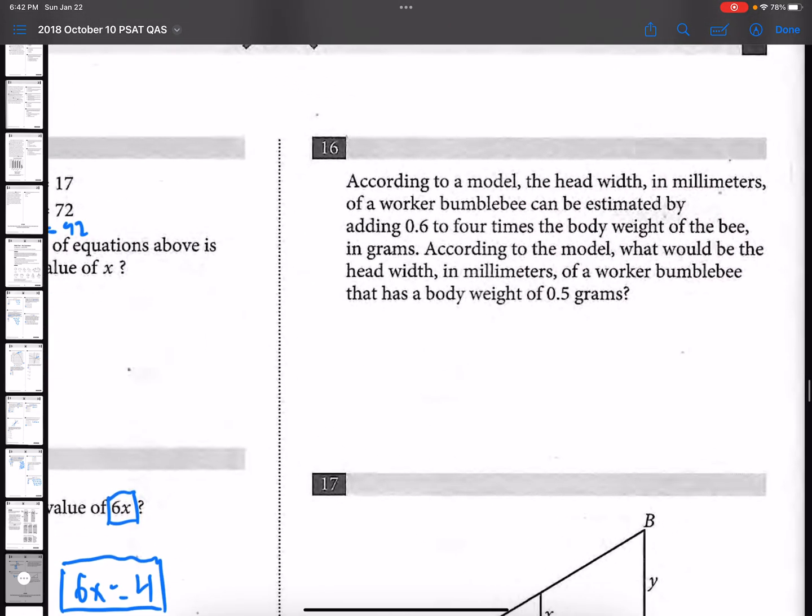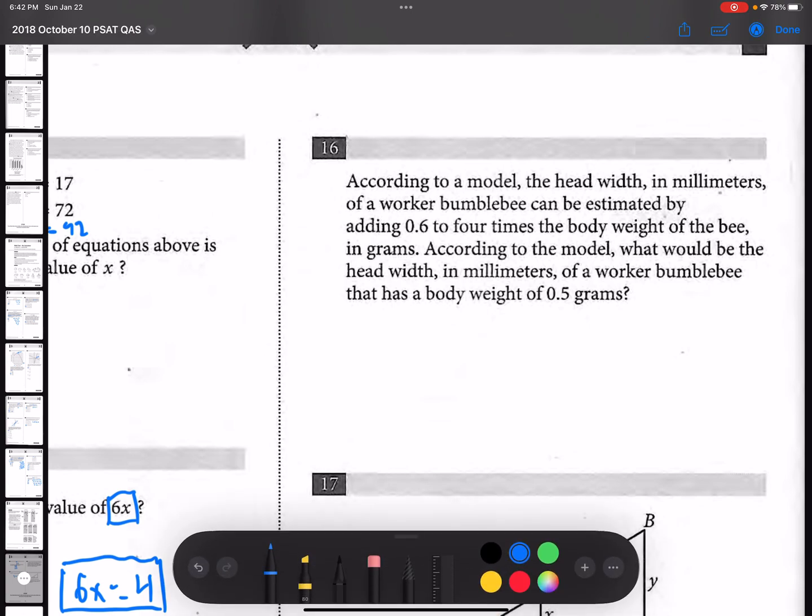Okay, 16, according to the model, the head millimeters of a worker bee can be estimated by adding 0.6 plus 4 times the body weight. So that's our expression. And now the body weight is 0.5 grams. So that means 0.6 plus 4 times 0.5 is half. So 0.6 plus 2, that means 2.6 is our answer.